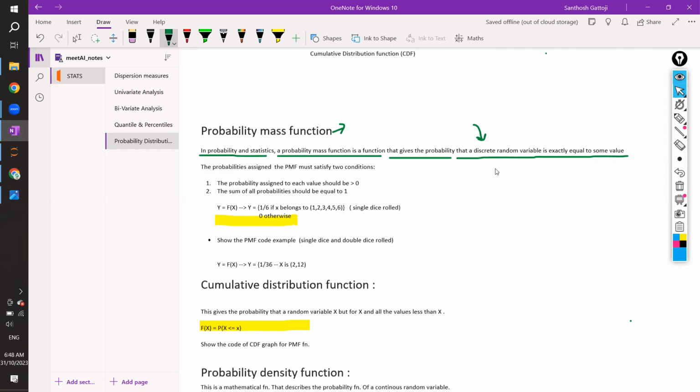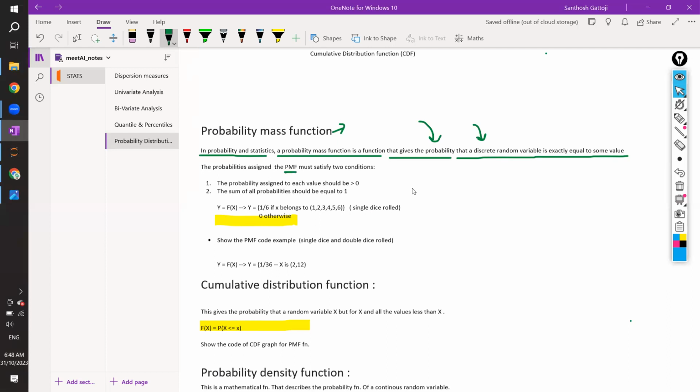That means a countable column you are taking, in simple words, and each value of the variable will have some probability. That probability you will get from this function. We will see how we are going to get it. So wherever you see PMF, just understand it's a probability mass function.